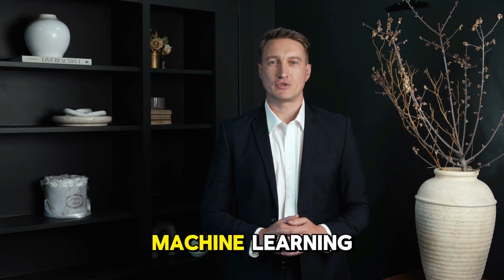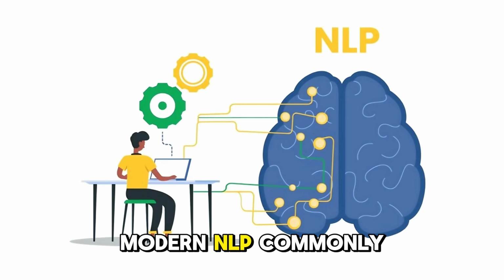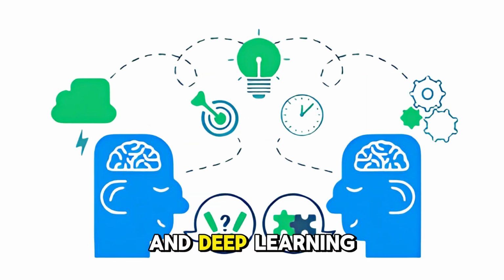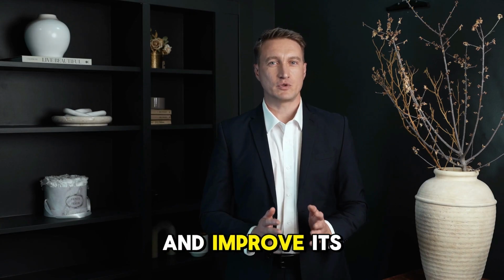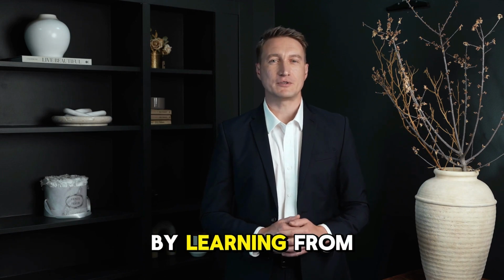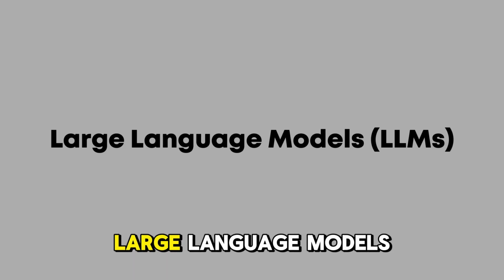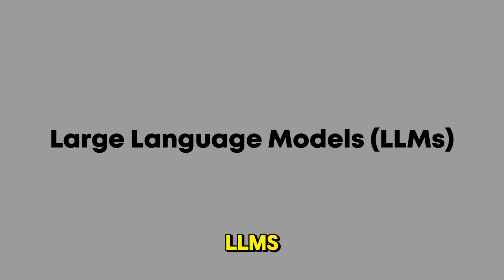Statistical methods and machine learning. Modern NLP commonly uses machine learning and deep learning to analyze text and improve its performance over time by learning from data.